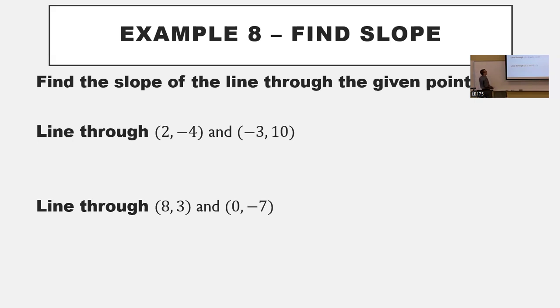So let's go ahead and find the slope of the line through point 2, -4 and point -3, 10. And I'll do the same thing, find the slope for the line which travels through 8, 3 and 0, -7.